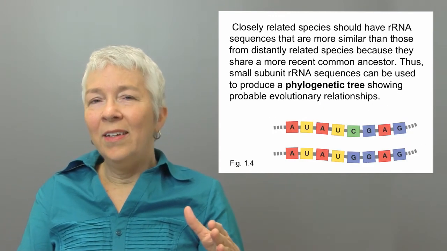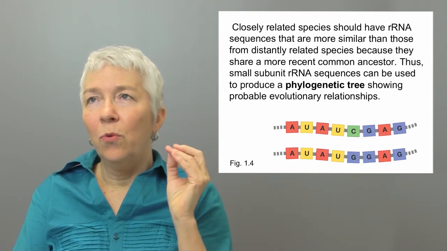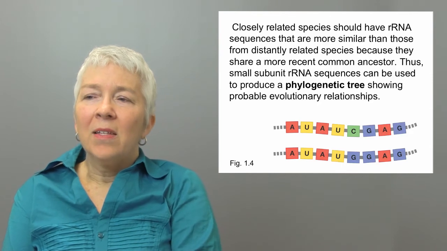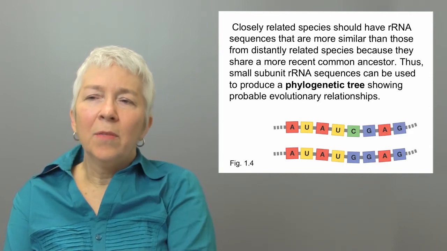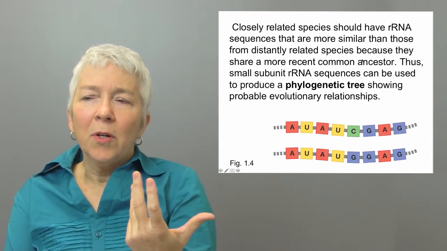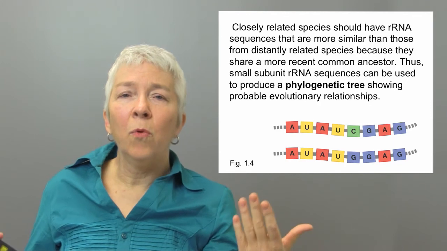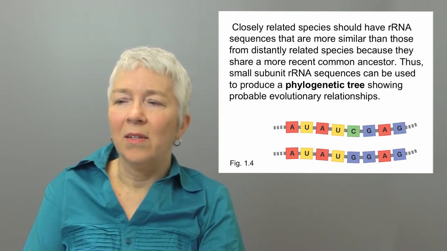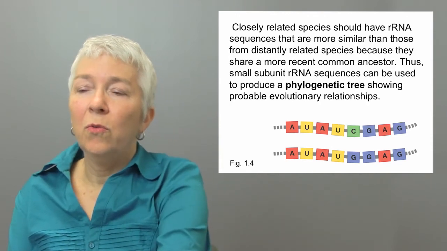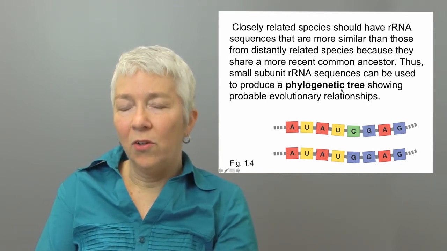So the logic in relating these molecular characteristics back to their relatedness is that more closely related species should have ribosomal RNA sequences that are more similar to each other than ones from more distantly related species, because they share a more recent common ancestor. So the way of showing these relationships is to show this diagrammatically using something called a phylogenetic tree.